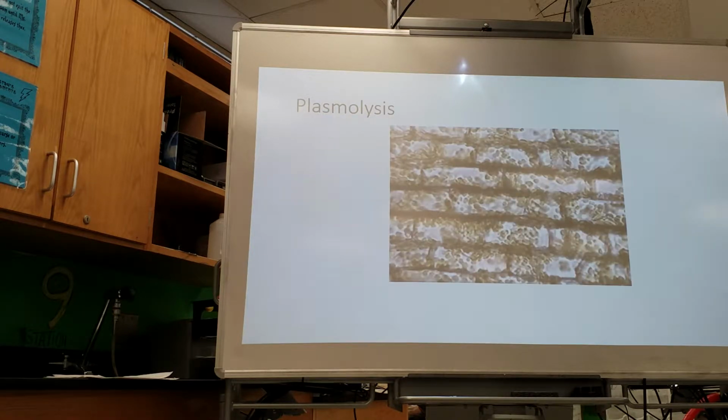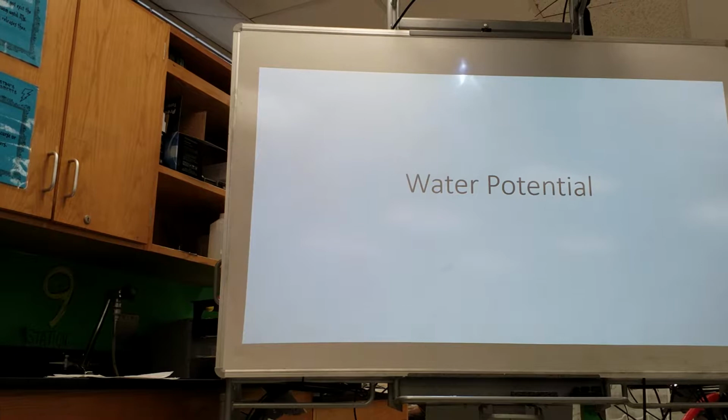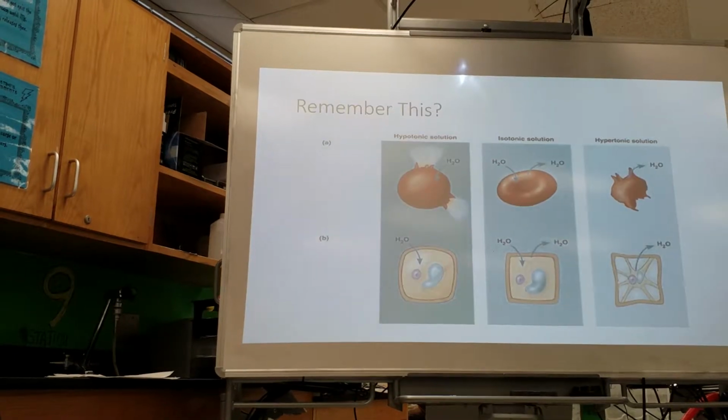All right, this is just a GIF, if it works, showing plasmolysis. So these are cells of something called Elodea, which is a plant that's found in water, and it doesn't look like it's working, which is weird because it worked when I did this at home. What ends up happening is the cell membrane pulls away. You can actually see that. Let's go to water potential instead.